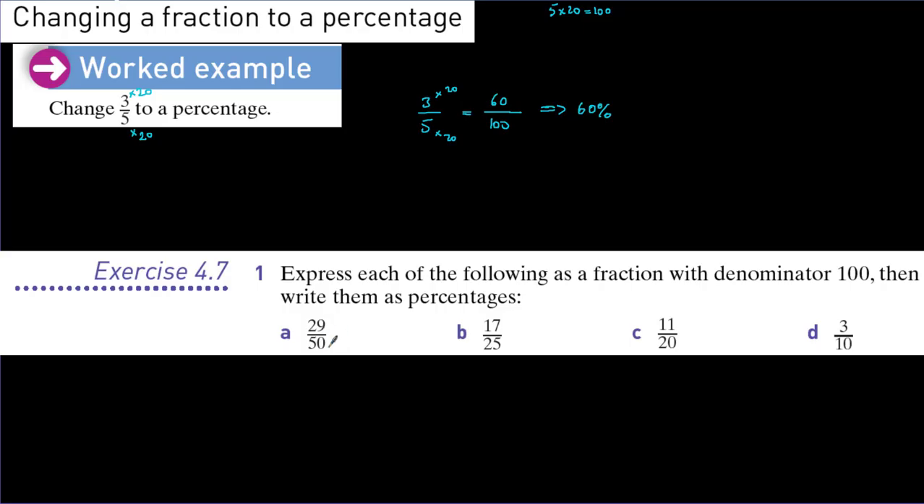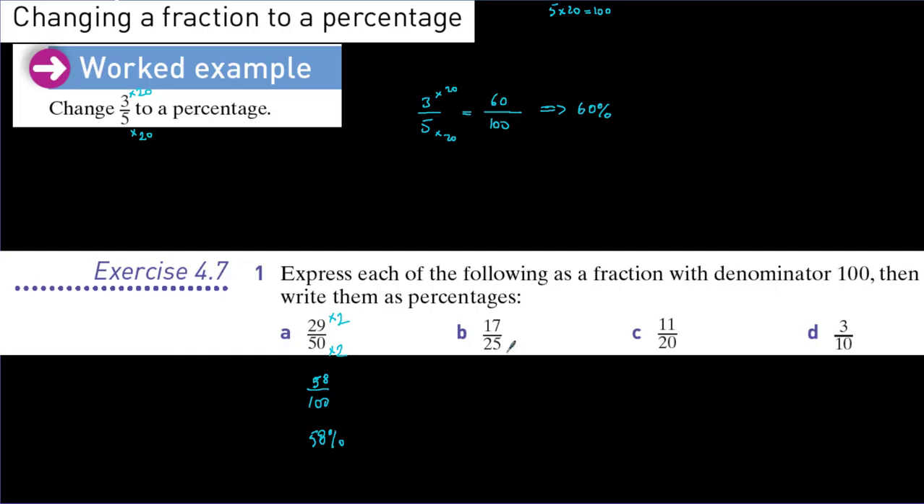So when I'm doing these operations, I should check the denominator. If it is 50, I can multiply by 2 to make 100, but if I multiply the denominator by 2, I should multiply the numerator by 2 also, which means that here the denominator is 100 and the numerator is equal to 58. Sorry, 58, which means that this is 58%.